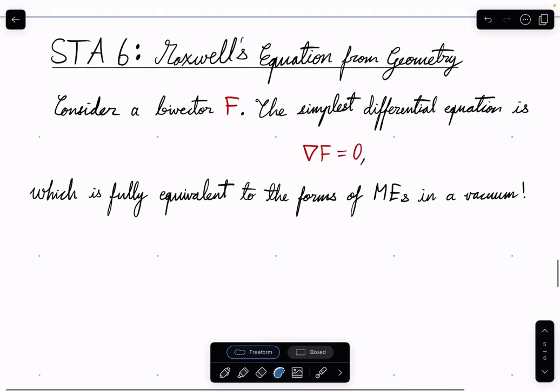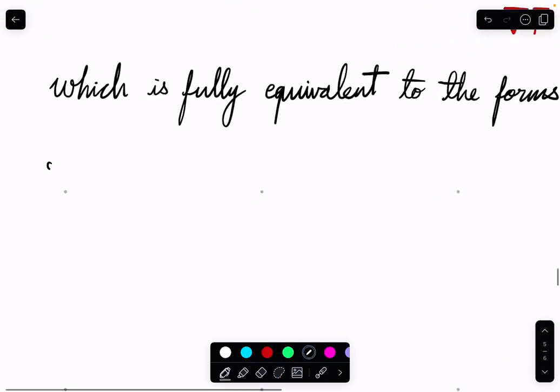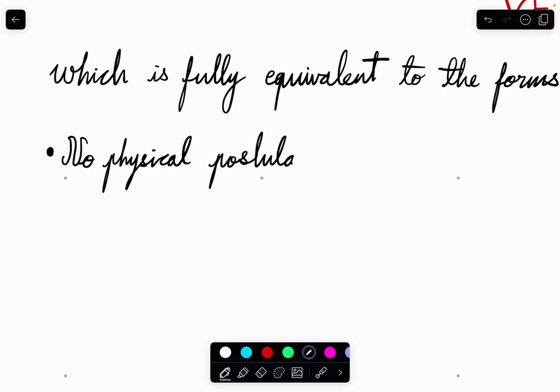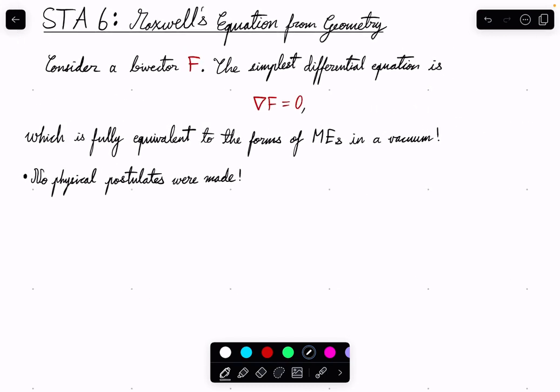So there are three important parts to understand about this. The first is that no physical postulates were made. That is, at no point were we like, okay, well, suppose that the field behaves like this, or that the way that spacetime, or the way that we do this specific thing gives a specific result that's not inherent to the geometry. We didn't do anything like that. There were no physical postulates made.